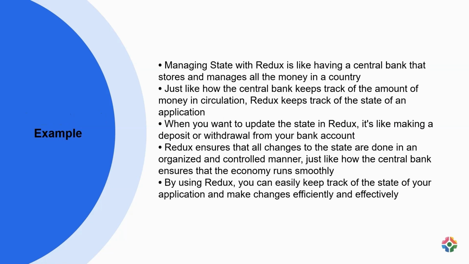Managing state with Redux is like having a central bank that stores and manages all the money in a country. Just like how the central bank keeps track of the amount of money in circulation, Redux keeps track of the state of an application. When you want to update the state in Redux, it's like making a deposit or withdrawal from your bank account. Redux ensures that all changes to the state are done in an organized and controlled manner, just like how the central bank ensures that the economy runs smoothly. By using Redux, you can easily keep track of the state of your application and make changes efficiently and effectively.